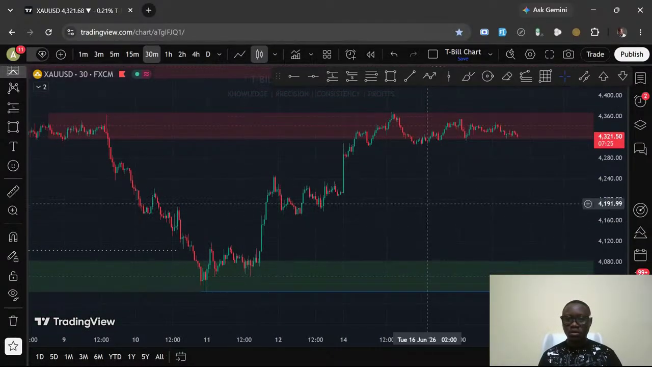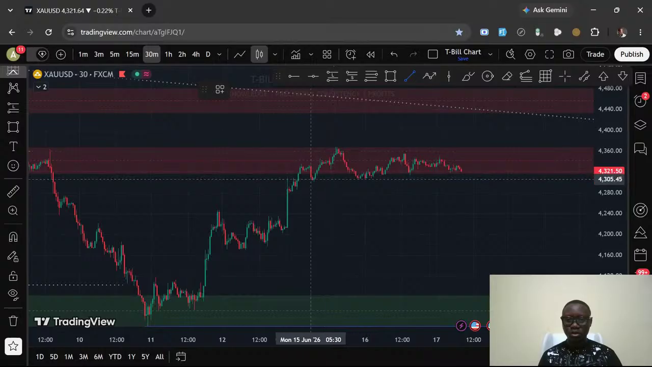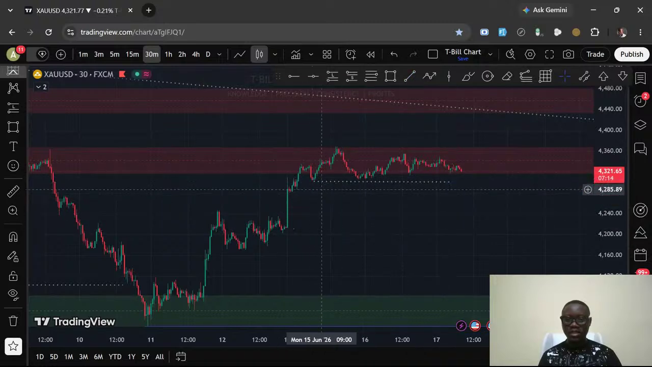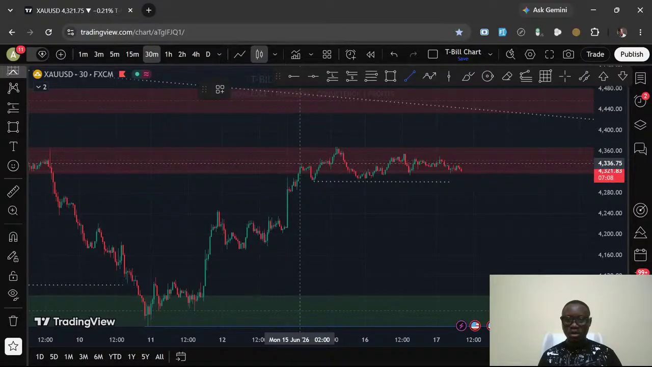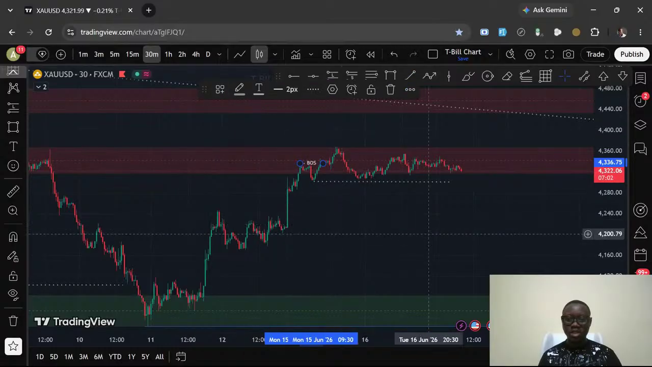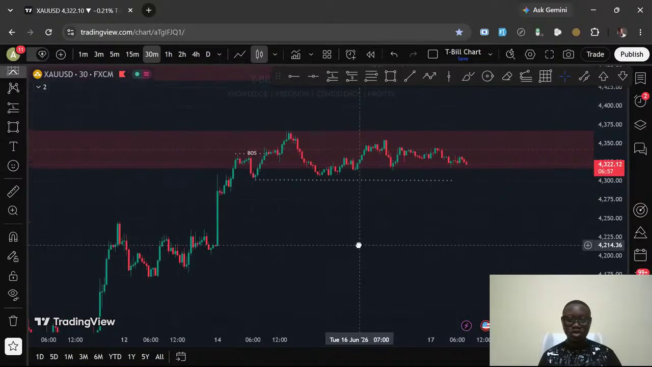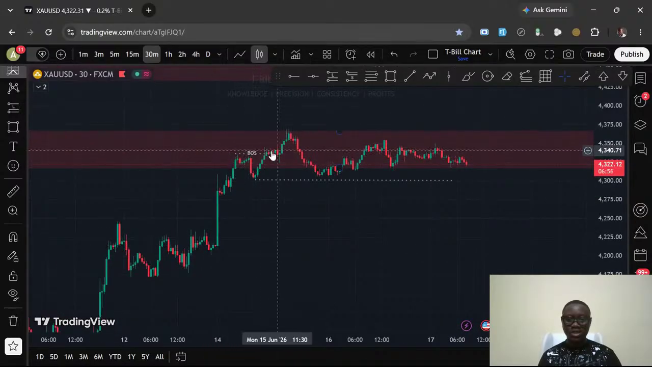All right, so let's pull this guy right here. Okay, so this is what I'll be anticipating. So this is the last swing low. Okay, and this is the last significant break of structure to the upside, right, on the 30-minute time frame.